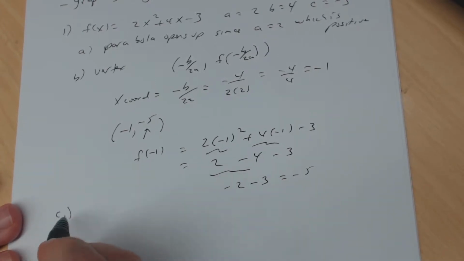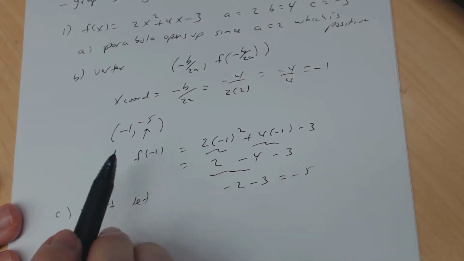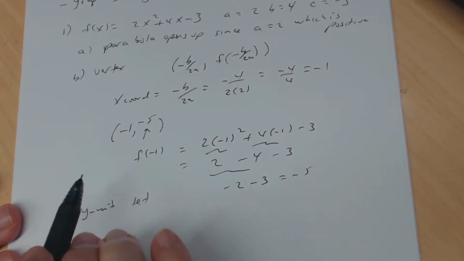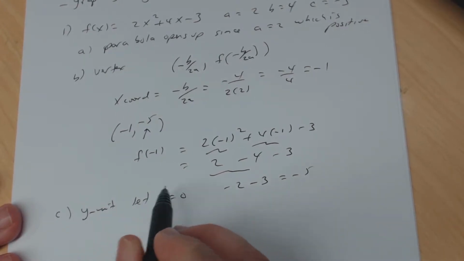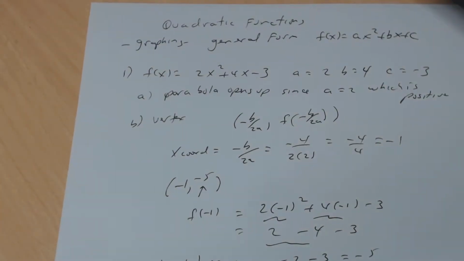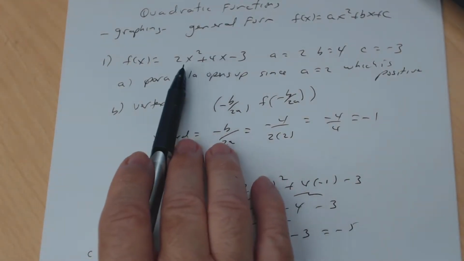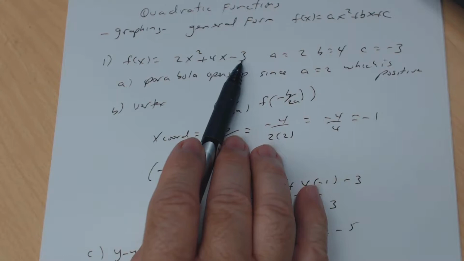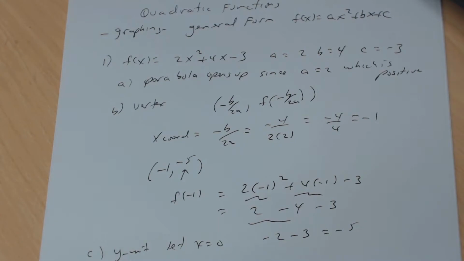Okay? C was where we found the y-intercept, and you're always going to have a y-intercept. Every quadratic function's graph will always cross the y-axis. To find the y-intercept, you let x equal 0. We talked about this fact before. If it's in general form, your y-intercept is just the constant. Because if x is 0, this is 0, 4 times 0 is 0, and you're left with negative 3. So your y-intercept is equal to negative 3. As an ordered pair, you'd say 0, negative 3.